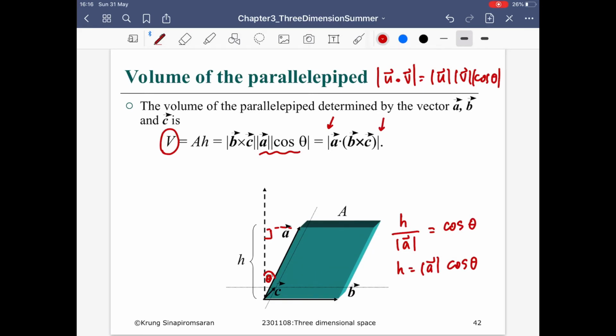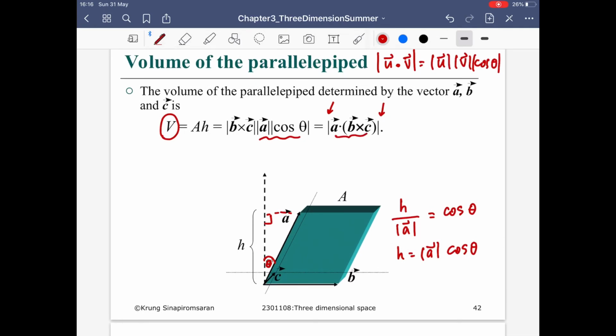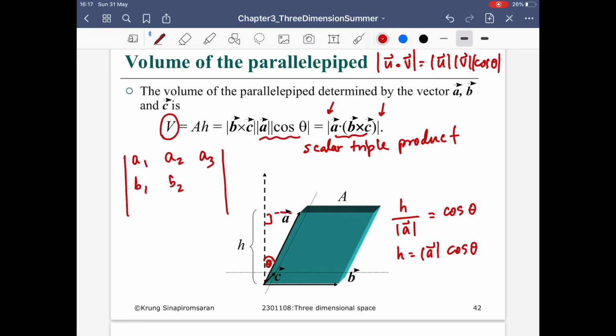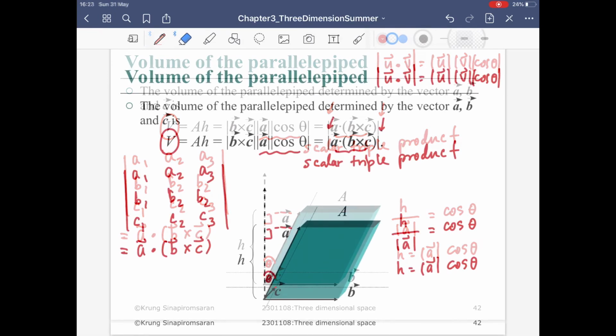And to find the triple product, don't forget that this is the scalar triple product. To find the scalar triple product, you can do it using the determinant again. So here is your A1, A2, A3 as the components of A, B1, B2, B3 as the components of your vector B, and C1, C2, C3. This determinant will be your scalar triple product between these three vectors.